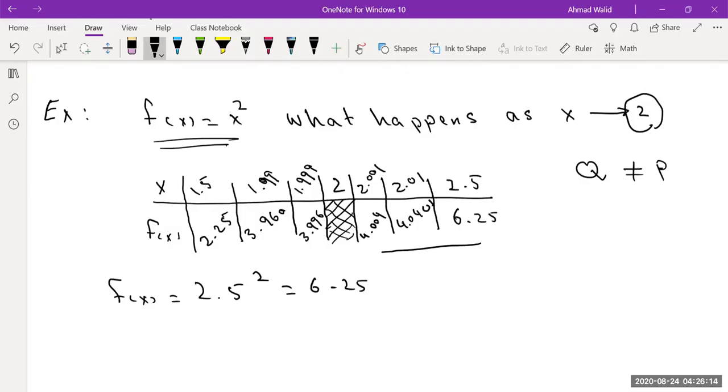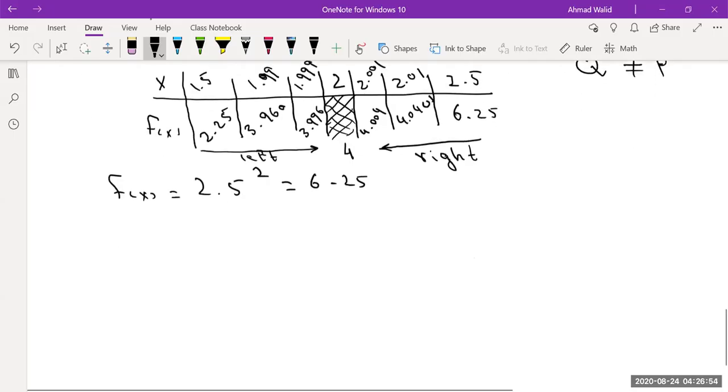Look at the right side. As the value of x approaches from the right, please focus here. When you are approaching from the right, 4.004 is really close to what? To 4. And also when you are approaching from the left, 3.996, even if I put another 9, going a little bit closer to 2 but not equal to 2, it gives me 4, correct?